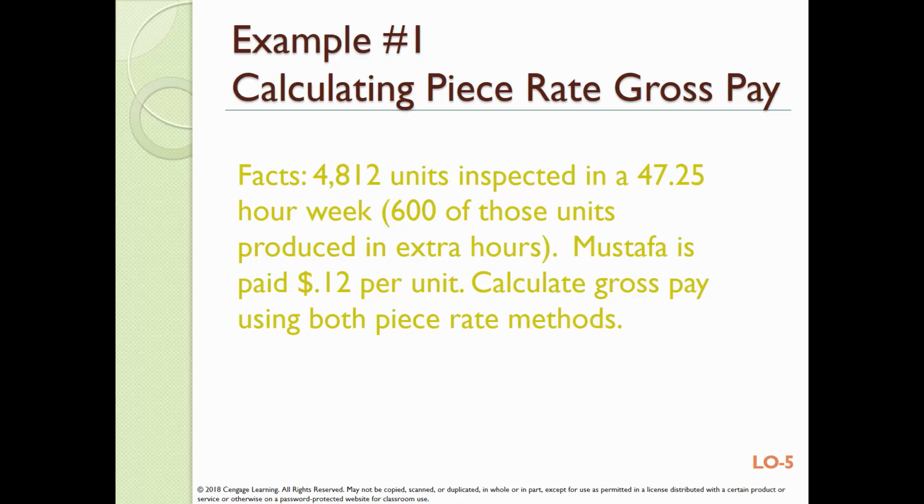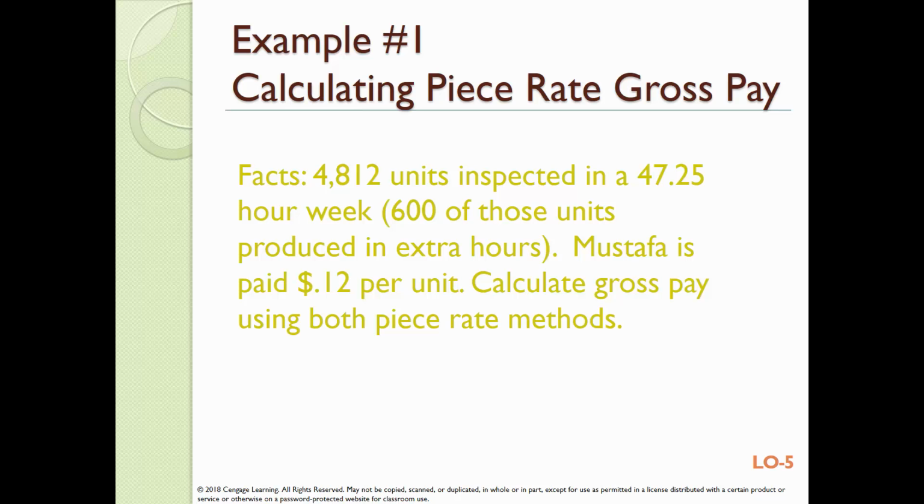So step 3, I'd like you to write out the algebraic equation to get Mustafa's premium. What is his overtime premium? So your next formula should say 12.22 times 0.5 equals $6.11 OT premium.